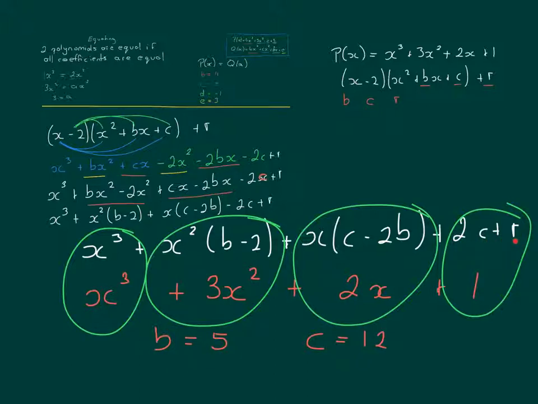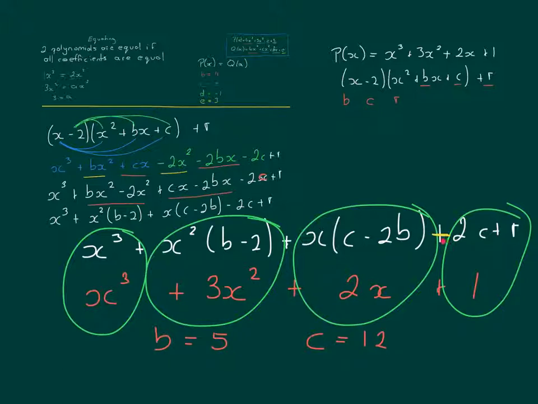Now the final one, the variables I've circled down here, this whole end, 2c plus r, has to be the same as 1 because there's no other terms in the end of the red polynomial. So these three things together have to combine to produce a value of 1. So we already know what c is. c equals 12. So the final thing to do is to match up the three terms at the end.